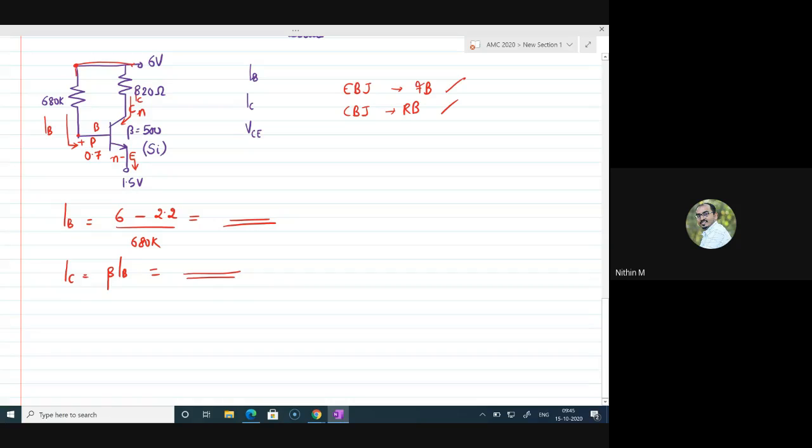Once that is done, if you want to find VCE, VCE is the voltage between the collector and emitter. Emitter voltage, I know it is 1.5. The only thing is you want to find the collector voltage. How will you find it? VC can be obtained as 6 volts minus the collector current into 820 ohms. That gives you VC. Now you can find VCE. How? VCE is VC minus VE. So now can you get all the answers? Find out one by one and please post in the chat box.